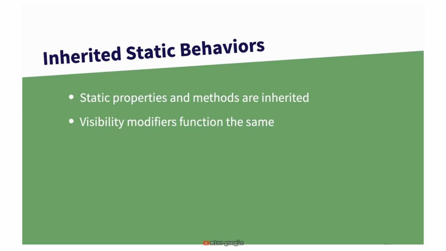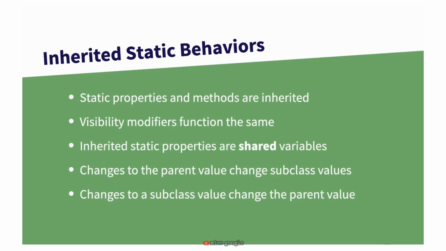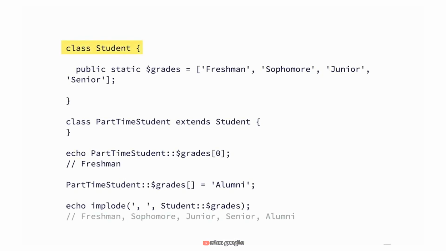However, there's one big gotcha that you need to watch out for, which is that inherited static properties are shared variables. That means that changes to the parent value change the subclass values, and changes to a subclass value is going to change the parent value. Let me demonstrate. Let's say I have a class called student, and it has a public static property for grades. And then I have a subclass of student called part-time student. Part-time student is going to still have access to that property. And we can see that in the first example below the class definitions, where we ask it for the value that's at position 0 in the array, and it returns freshman to us.